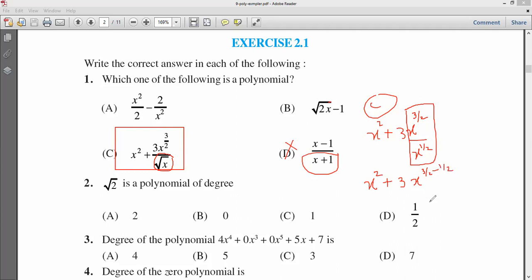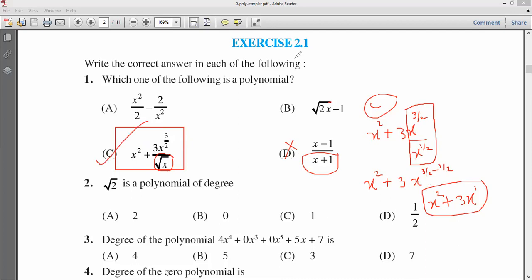2, sir. 2/2. x square plus 3, and you are subtracting two fractions. Denominators are 2 only, so it becomes 3 minus 1. And what is 3 minus 1? 2. 2/2 is what? 1. So when you solve, you'll get x square plus 3x. So is it a polynomial now? Tell me. Yes, sir. So the correct answer is C only.